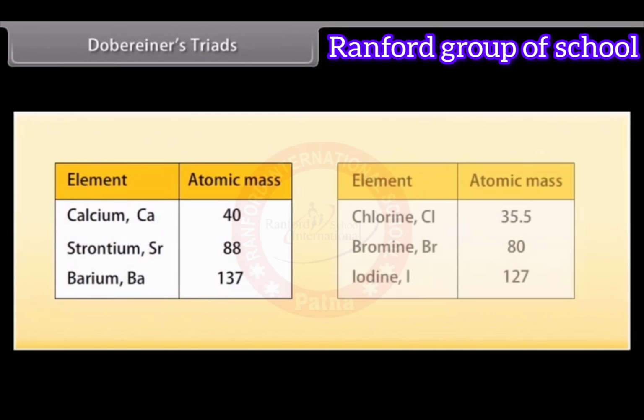For example, in a triad of calcium, Ca 40, strontium, Sr 88, and barium, Ba 137, the mean of the atomic masses of the first and third elements is equal to the atomic mass of the second element. That is, (40 + 137)/2, which is 88 u.